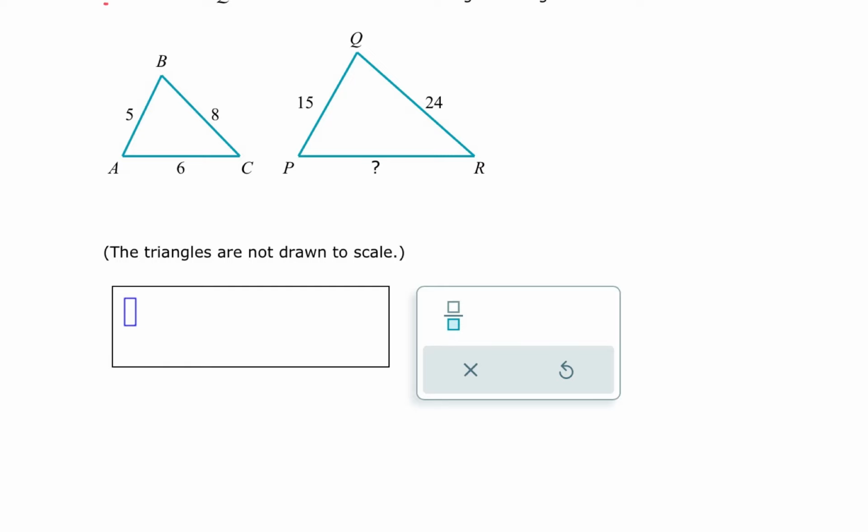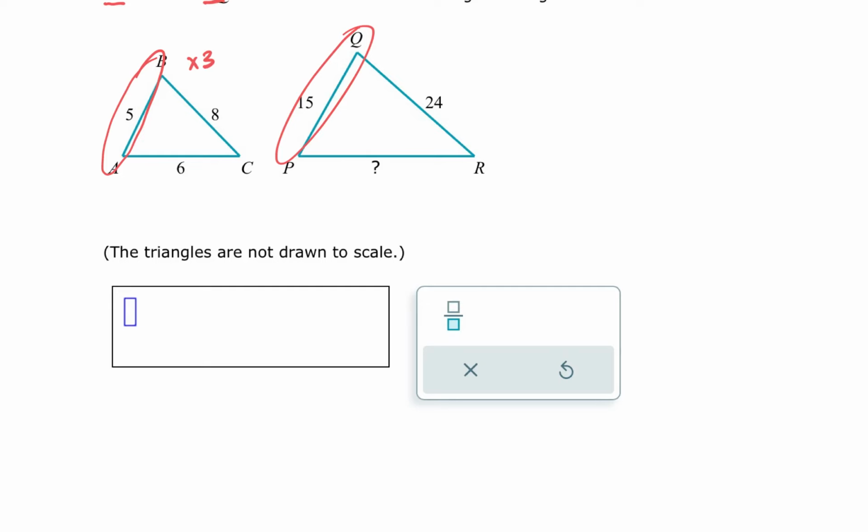So for example, because this is triangle ABC, triangle side AB, this side right here, is going to match up with side PQ because that's the first part of the second triangle's name. So this side right here. So that means the 5 matches up with the 15. Then we need to figure out what happened to the 5 to get to 15, and in this case, it looks like it multiplied by 3.